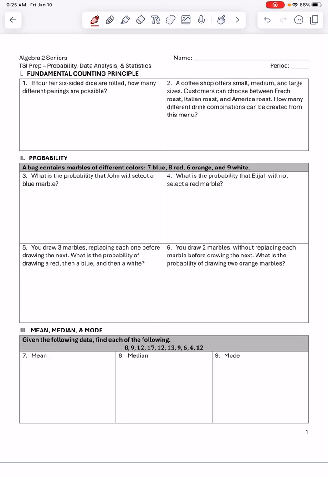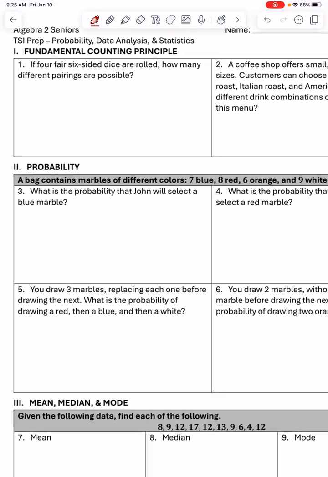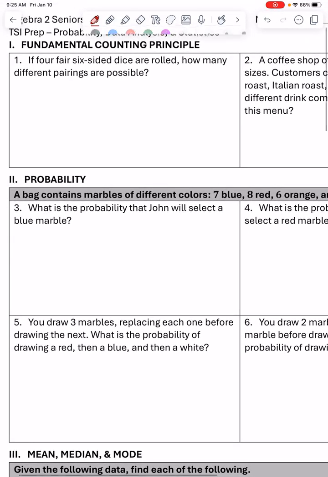All right, so in this, we're going to talk about some basic probability, statistics type stuff, and some interpreting graphs, data, that type of thing. So first thing we're going to talk about is what's called the fundamental counting principle.